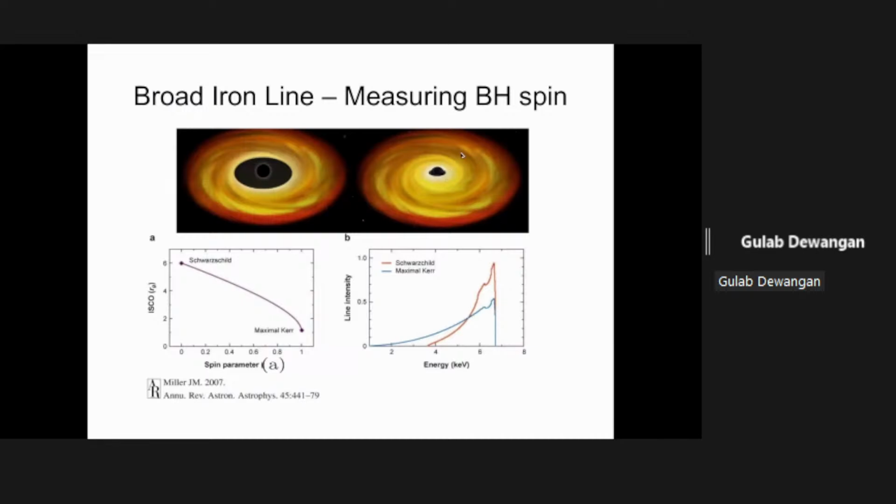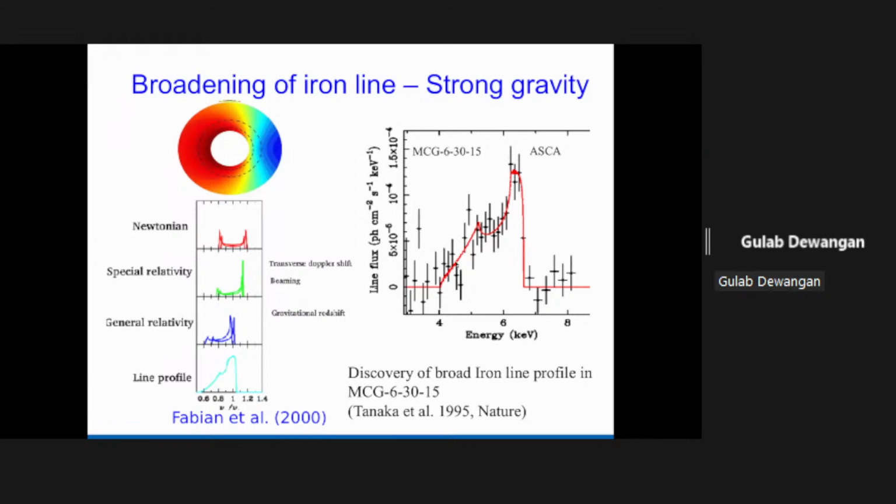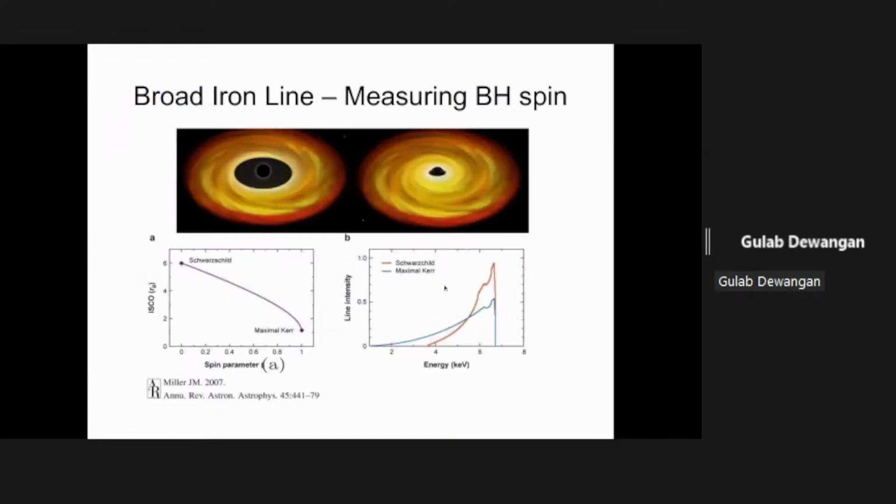So for a maximally spinning black hole, the effect of gravitational redshift will be stronger. Therefore the line profile shown here will be broader, and the line photons are observable even down to a few keV. While in the case of a Schwarzschild or non-rotating black hole, the line is narrower. Therefore, by measuring the strength and the extent of this red wing, one can measure black hole spin, and that is what has been done. These broad iron lines have been used to measure the black hole spin of some of these AGN.